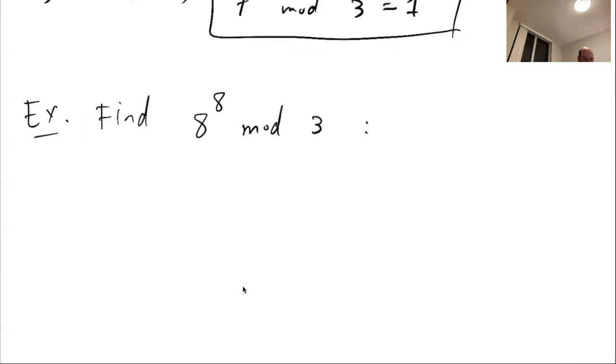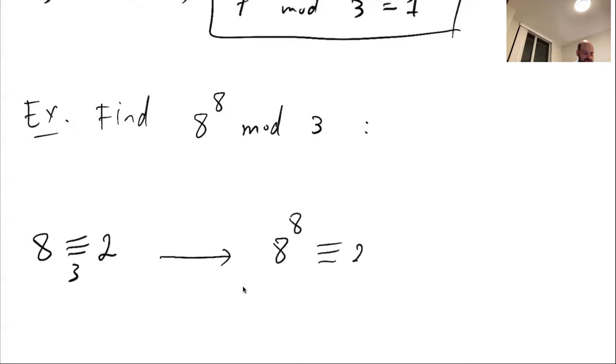So again, we need 8 to the power 8, but similar to the previous example, let's start with 8 itself. 8 is congruent to which number mod 3? Congruent to its remainder, we just said, right? Each number is congruent to its remainder mod the divisor. The divisor is 3 here, and the remainder of 8 divided by 3 is 2. So if I raise to the power 8, I get 8 to the power 8 congruent to 2 to the power 8, mod 3.